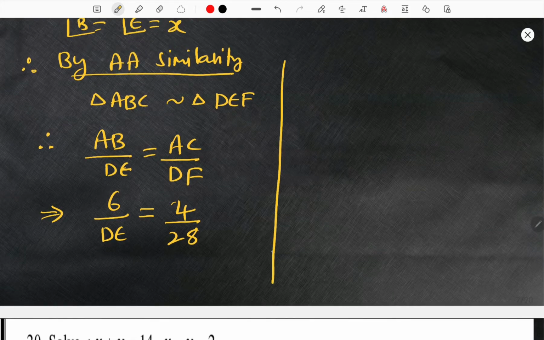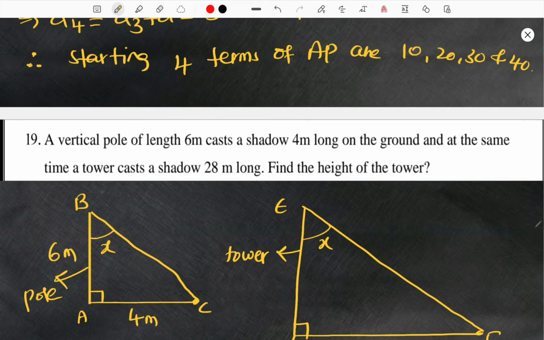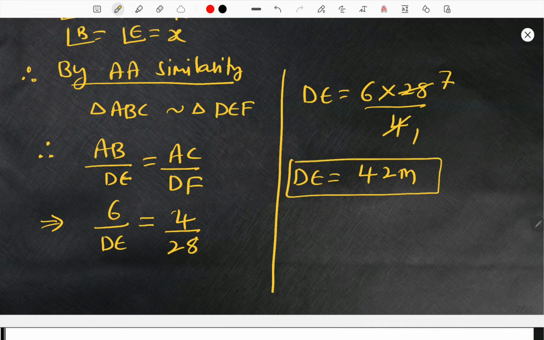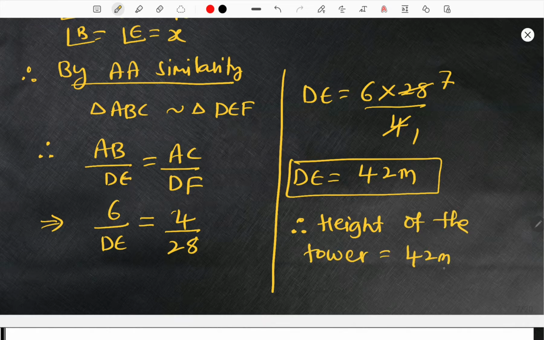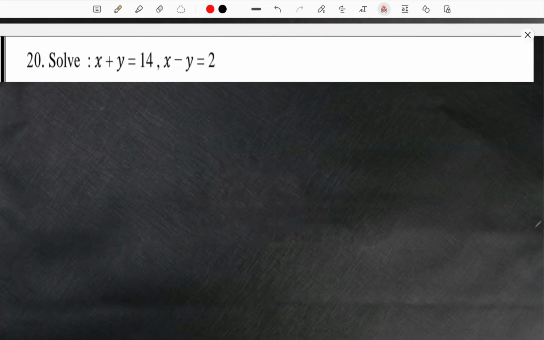All right, so we want DE now. So DE is equal to, let us send the DE this side, and it becomes 6 into 28 divided by 4. 4 by 28 becomes 28 by 4. 4 ones are 4, 7 fours are 28. Then we are going to have DE is equal to 6 sevens are 42. Is it meter or centimeter? Yes, it is there in meter. So that's why it is going to be meter. So we'll write, therefore, height of the tower is equal to 42 meter. I hope the question is quite clear. Moving forward to the next question.